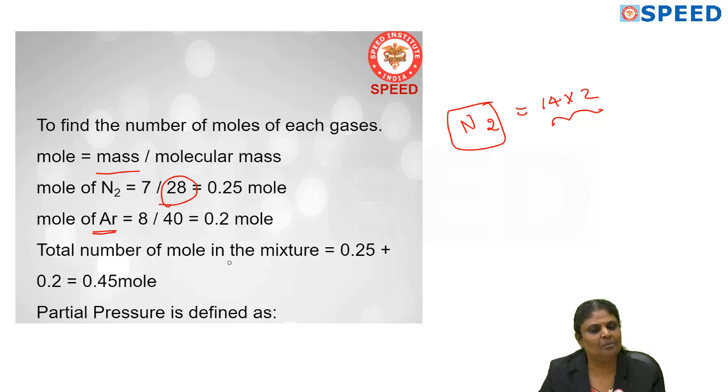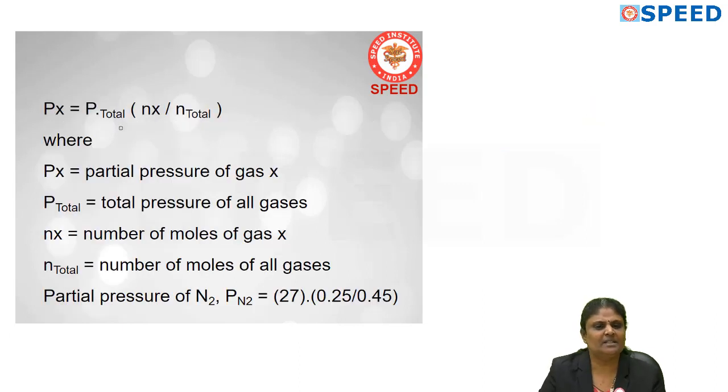So the total number of moles in the mixture: this is for diatomic nitrogen and this is for argon. You have to sum up these two things, and you get the answer 0.45 mole. And then Px is equal to P total times Nx divided by N total. Here Px is nothing but the partial pressure of the gas, P total is the total pressure of all gases, and Nx is the number of moles of the gas.